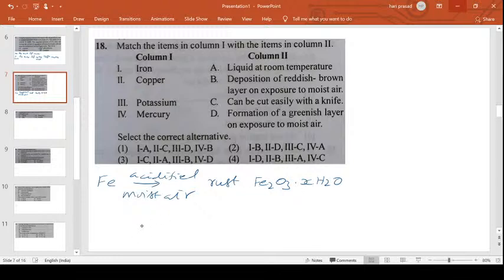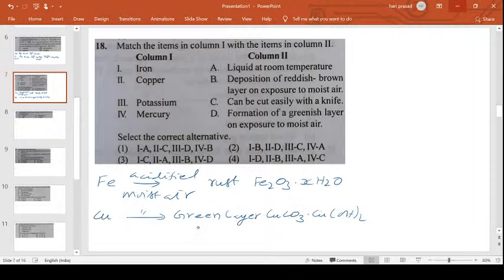Next, copper. Copper with moisture gives a green layer. This green layer's formula is CuCO3.Cu(OH)2. We can say it is a basic carbonate: basic because of OH minus, carbonate because of CO3 2 minus. So copper with moisture becomes a green layer, due to the formation of cupric carbonate and cupric hydroxide. It is called basic copper carbonate.